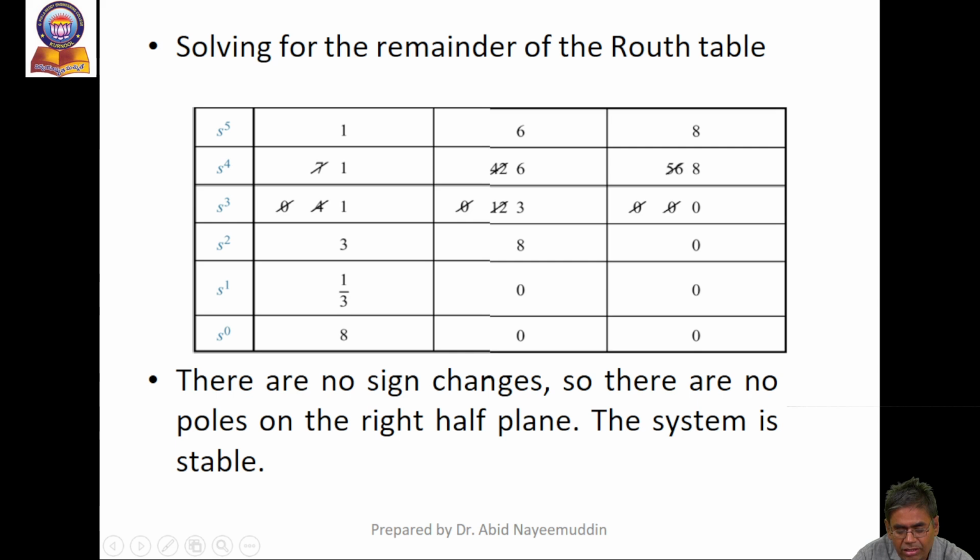And 1, 1, 1, 3 and the remaining are calculated. There are no sign changes. There are no poles in the right half of the s-plane. The system is said to be stable. If all the elements in any row are 0, then go for the auxiliary polynomial, take its derivative, and replace the zero row by those coefficients, and the same procedure is continued.